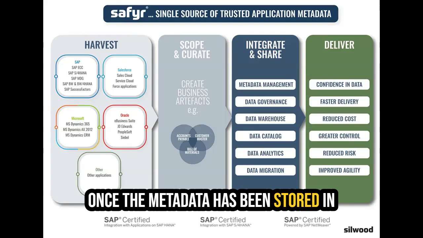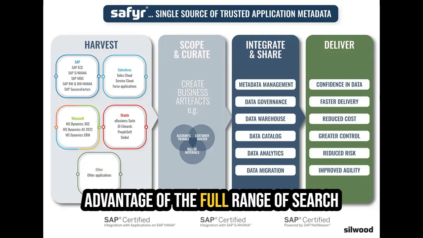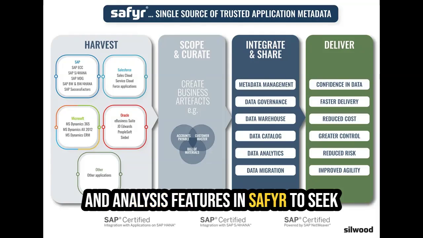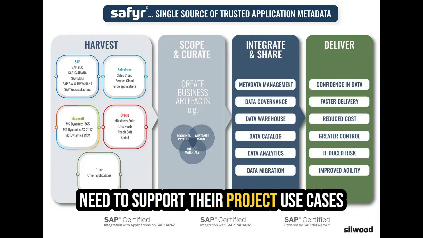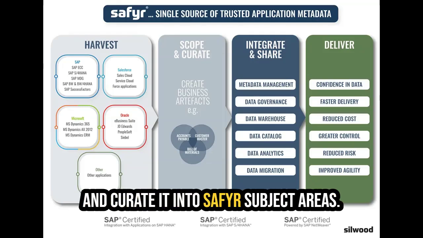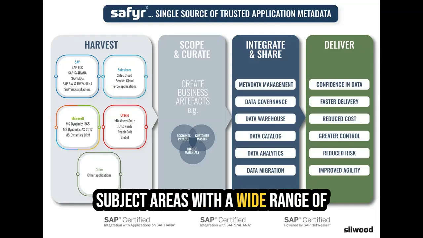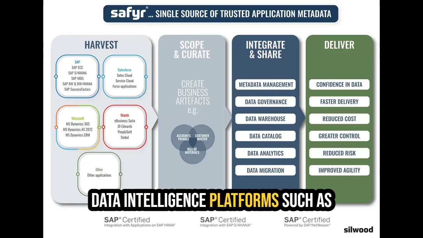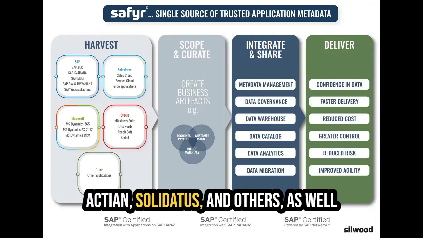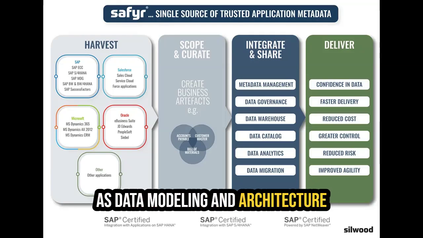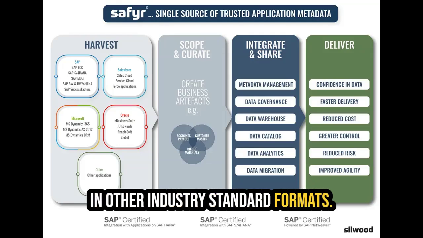Once the metadata has been stored in a Safyr repository, the users can take advantage of the full range of search and analysis features in Safyr to seek out and discover the key metadata they need to support their project use cases and curate it into Safyr subject areas. They are then able to share those subject areas with a wide range of data intelligence platforms such as Collibra, Alation, Precisely, Quest, Actian, Solidatus, and others, as well as data modeling and architecture tools such as ER Studio and Erwin, and in other industry standard formats.